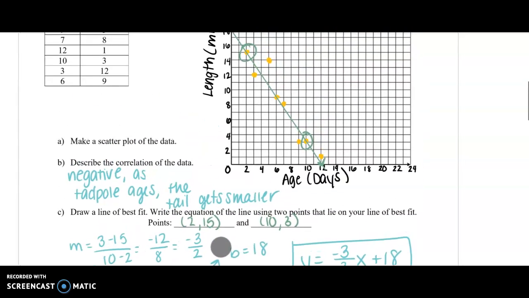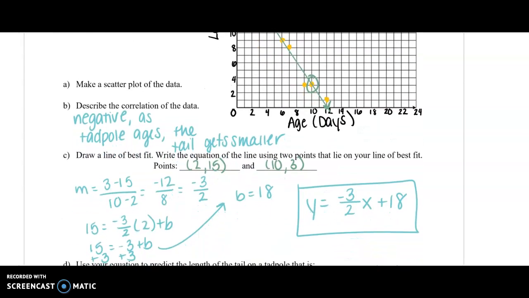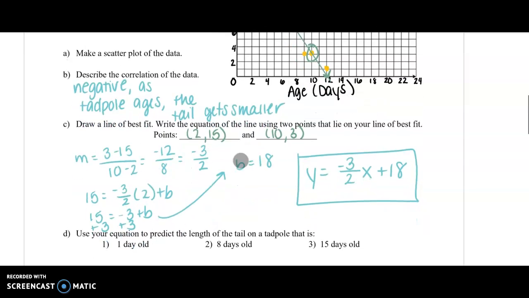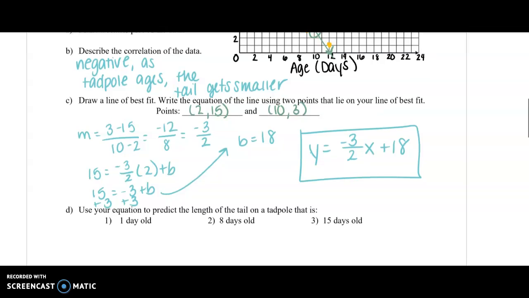Now for my line of best fit, if you look at the line that I chose to draw, the points I ended up picking were (2, 15) and (10, 3). When I went ahead and found my slope for that, I got a slope of -3/2. I plugged it into my equation and I ended up with a y-intercept of 18. Okay, that was my line. Your line might have been different and that's fine. But as long as yours is around like -1.5x plus 18, that's all that matters. It does not have to be exactly the same.